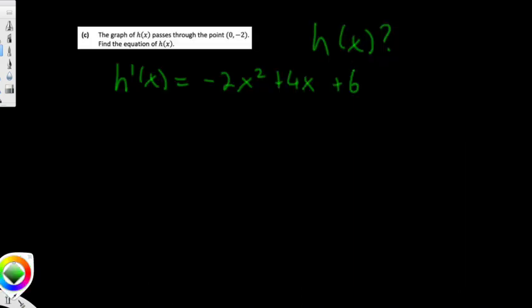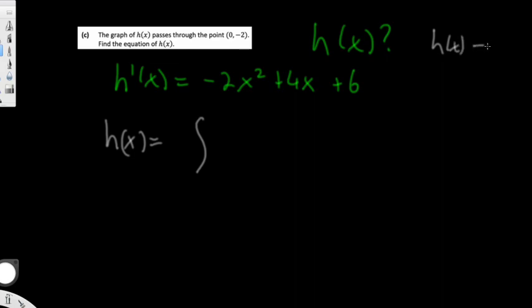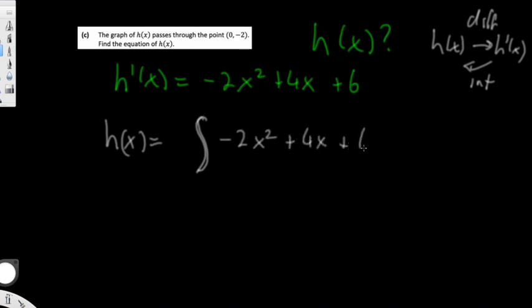Now, if we have h prime of x, how do we get h of x from that? Well, we have to integrate. If we have h of x, we get to h prime of x by differentiating, but we get back the other way by integrating. So we're going to integrate, and we don't have any limits for the integral, so this is an indefinite integral: -2x squared plus 4x plus 6.